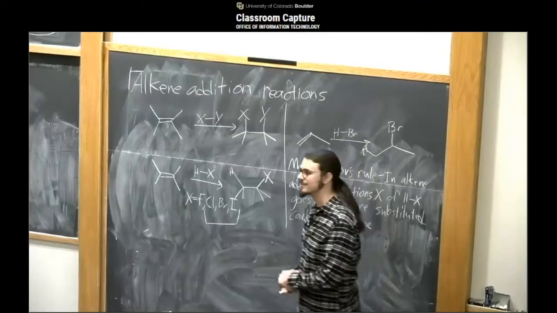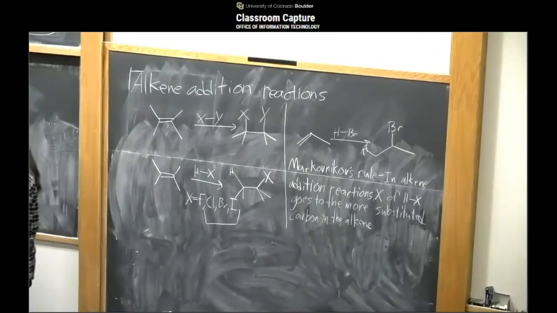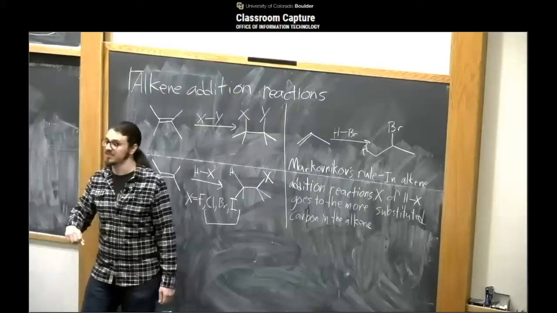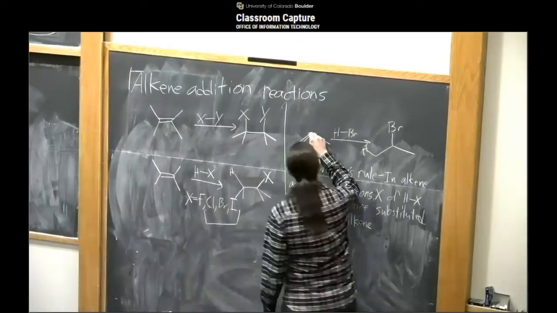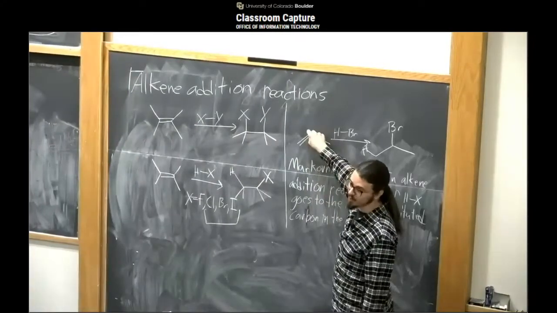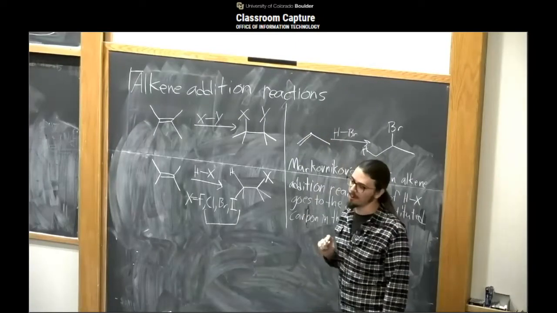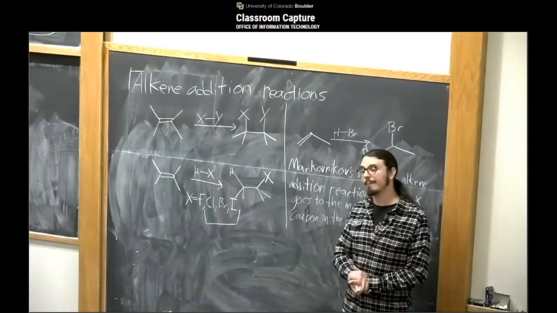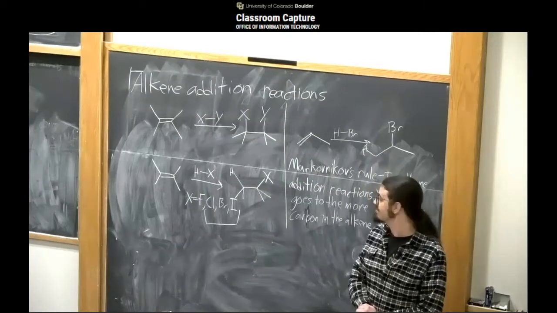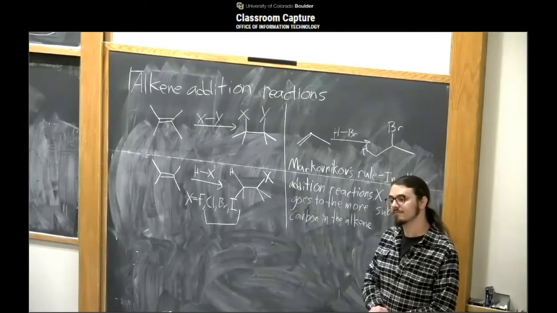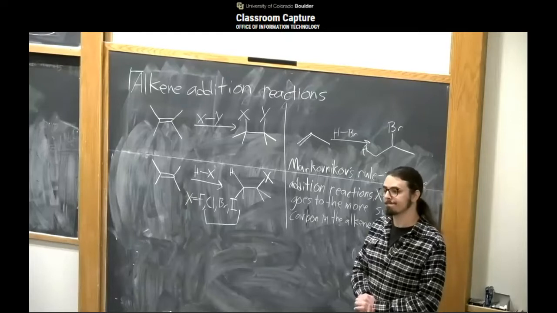So it's another way of looking at it: the most substituted is the one that's bonded to the fewest hydrogens. The most substituted has the least hydrogen substituents on it. So again, this is the most substituted carbon because it has fewer hydrogens than the other carbon in the alkene. Exactly.